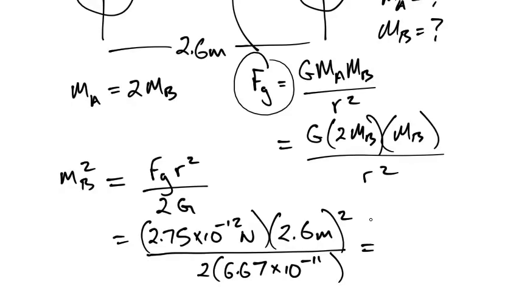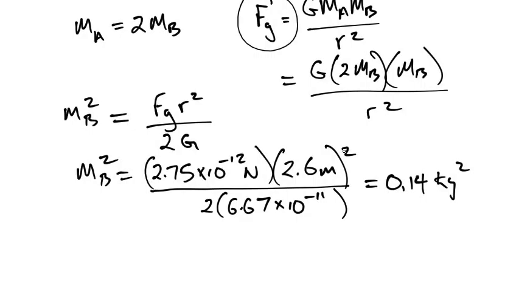And we're getting an answer of, now that, remember, this is not the final answer because this is MB squared. So I'm getting approximately 0.14 kilograms squared. So therefore, in order to get the final answer, we need to take the square root. And finally, I get MB is equal to 0.37 kilograms.